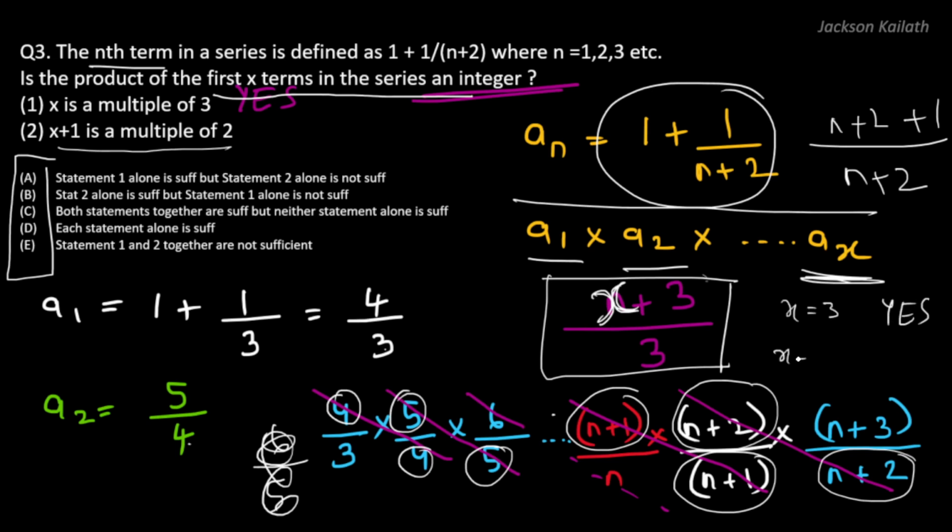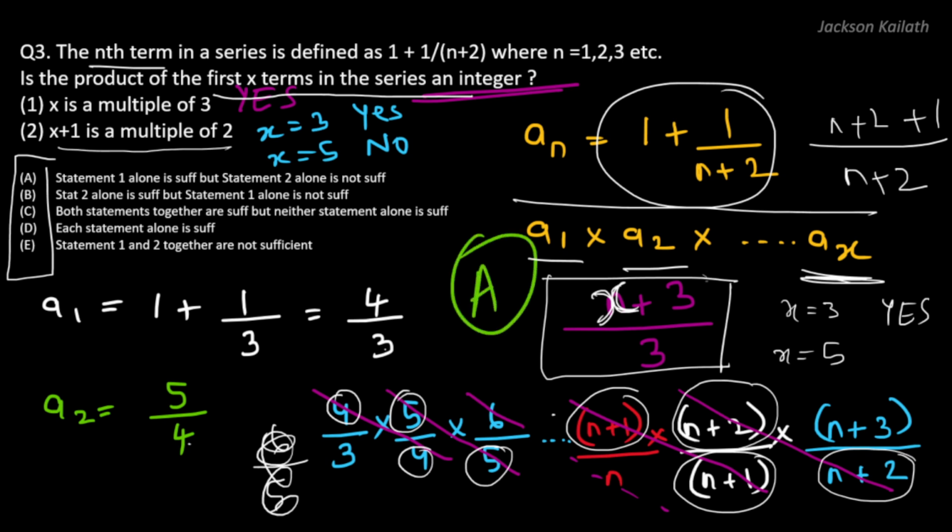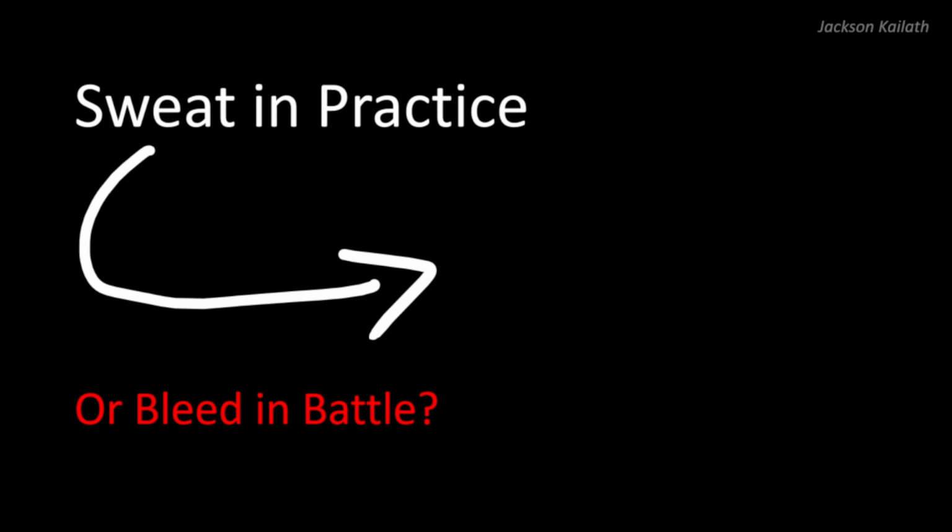Now if we take x as 5, in that case also x plus 1 is a multiple of 2 because 5 plus 1 is 6 and 6 is a multiple of 2. But in that case, this over here is not an integer. So sometimes we are getting a yes and sometimes we are getting a no. So statement 2 alone is not sufficient. Therefore, the correct answer to this question is option A, which is that statement 1 alone is sufficient, but statement 2 alone is not sufficient. All the best in your preparation.